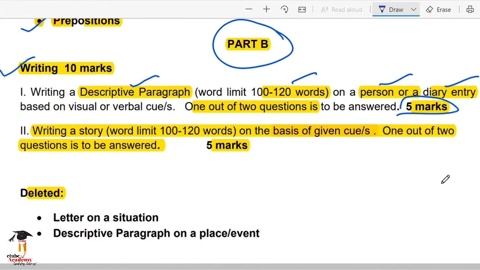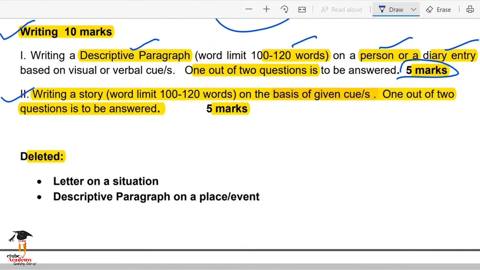Okay, then the second question in part B is writing a story, and the word limit for that story will be 100 to 120 words on the basis of given clues. 1 out of 2 questions is to be answered. It means in both the writing questions you will be given options, so you can attempt any of the questions there. But remember this notable thing, that the marks have been reduced this time. Earlier this question was for 10 marks, but this time it carries only 5 marks: 5 marks for the paragraph or diary, and 5 marks for writing a story.